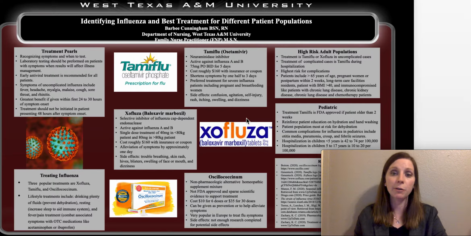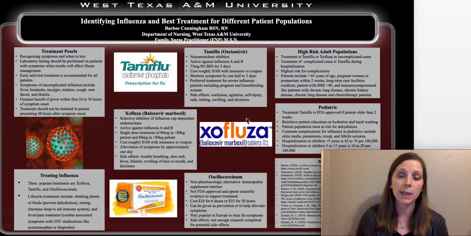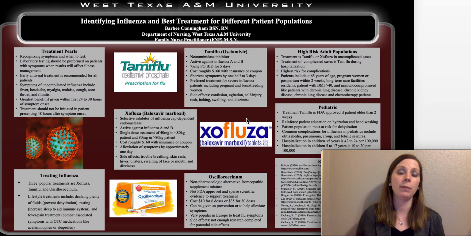Hospitalization in children under 5 years is 42 to 74 per 100,000 kids. Hospitalization from ages 5 to 17 is 10 to 20 per 100,000. So not super common, but we definitely want to educate our patients because we don't want those kids to fall through the cracks and get even worse. We don't want to prolong the illness or them to have complications. Some of the pediatric complications are otitis media, pneumonia, croup, or febrile seizures. Educate our parents on the potential for seizures when the fever gets really high, really fast.